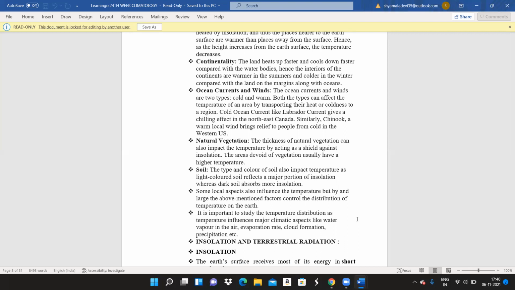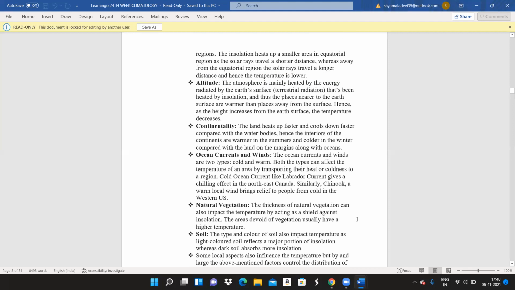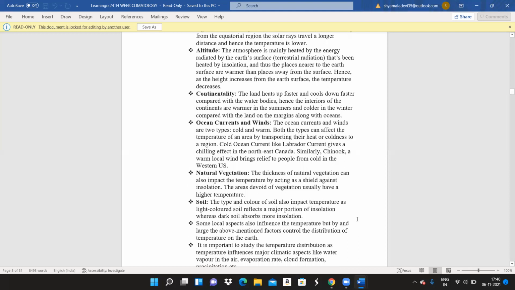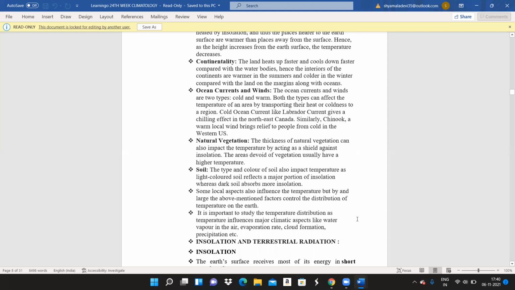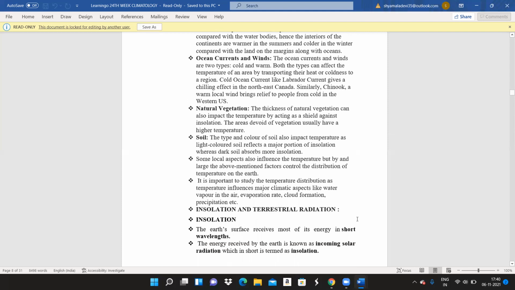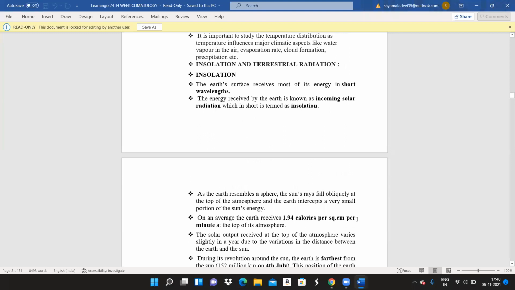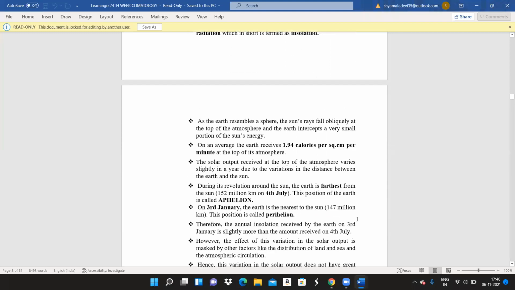Apart from this, there can be many other local factors also, but these are considered to be the main ones: latitude, altitude, continentality, ocean currents, soil, and natural vegetation. These are all the important factors which can affect the climate of a particular area. Apart from this, you can have some local aspects also, like day-to-day temperature influences. Some weird changes can take place, but basically these are the main factors which will be influencing the climate of a particular area. Am I clear with that?